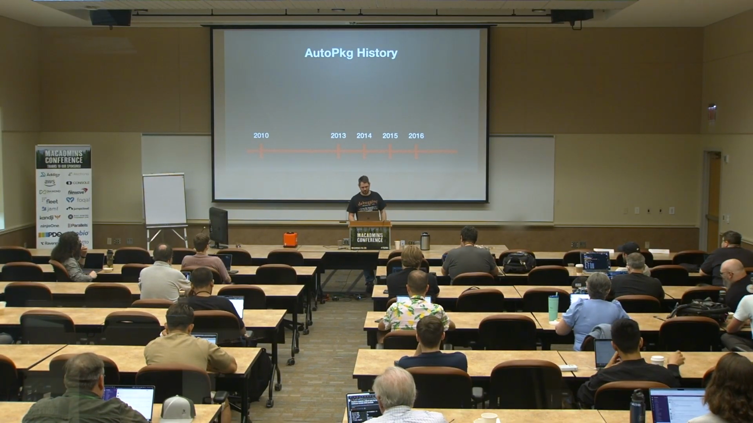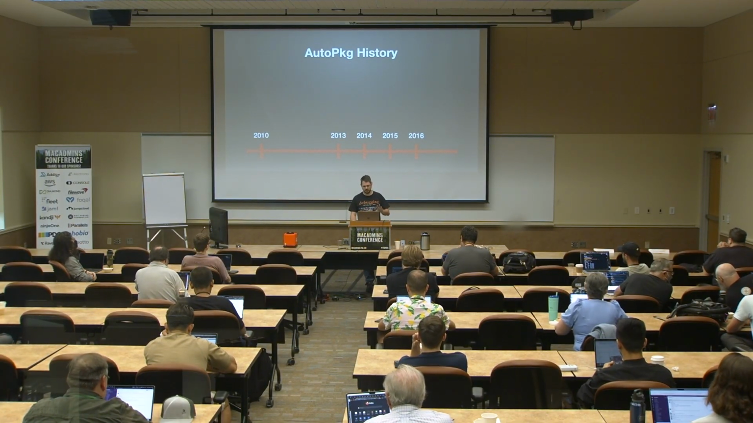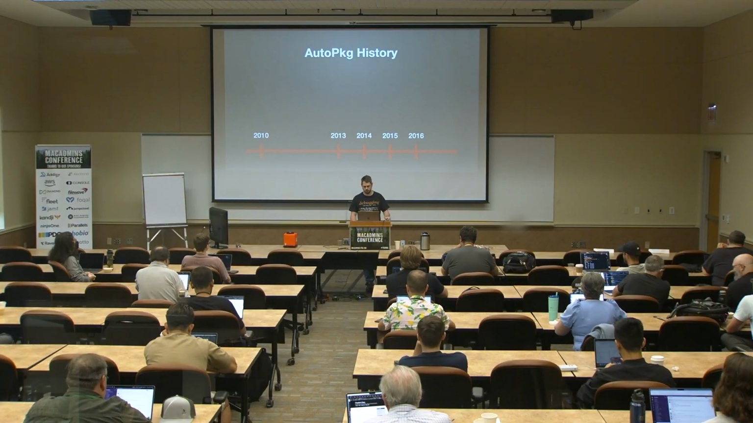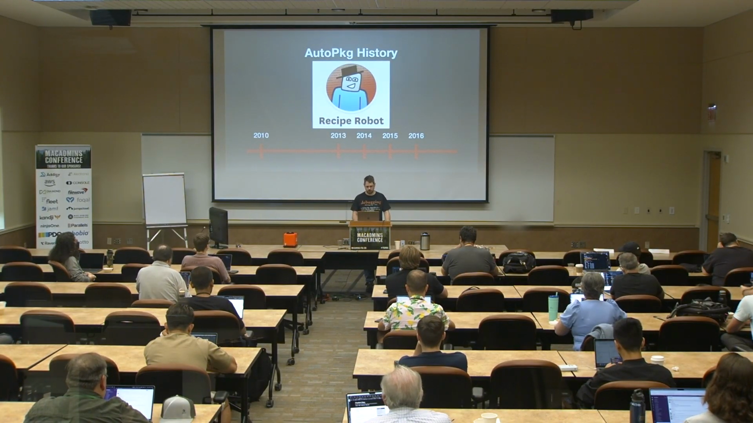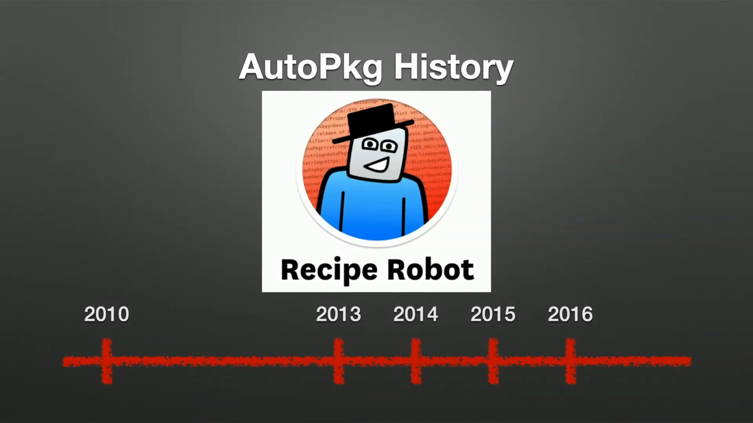I am going to go back in time a little bit, because in late 2015, we got a new GUI tool, Recipe Robot. It was developed by Elliot Jordan to make it easier to create AutoPkg recipes, as the name assumes. But it also served as a learning tool for a lot of people. It showed a lot of new people what a well-crafted recipe should look like. So it helped provide a lot of context for people.